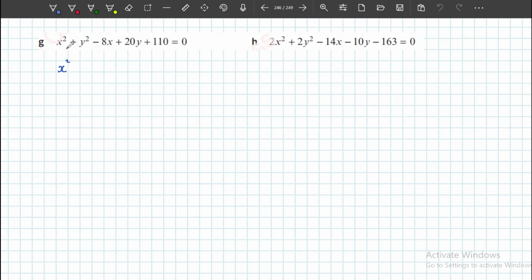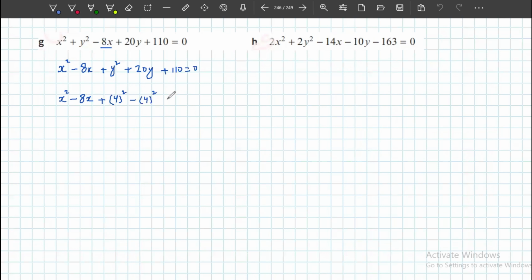Okay, x squared with x squared, I will write minus 8x, plus y squared. With y squared, I will write plus 20y. And then we will keep the same plus 110 equals 0. Now my goal is to complete the square with x as well as y. So as we know, once we try to complete the square, we always take half of the x coefficient, which is 8. So half of 8 is 4. So we will add 4 squared and then subtract as well.